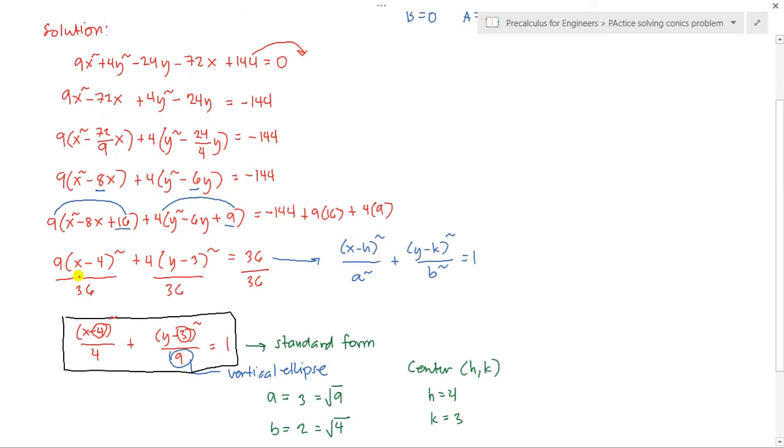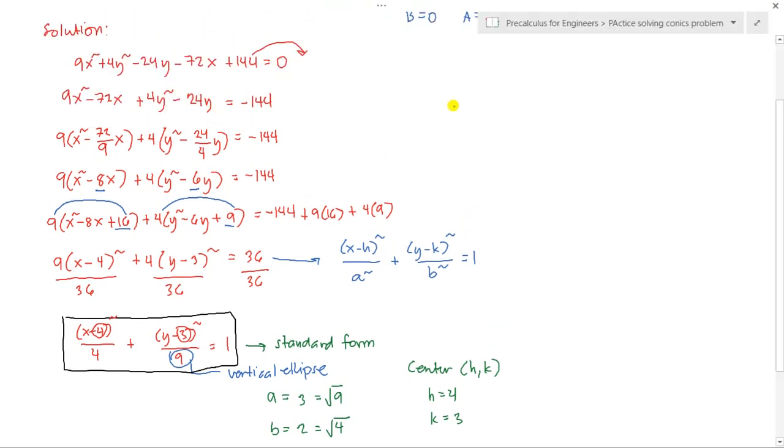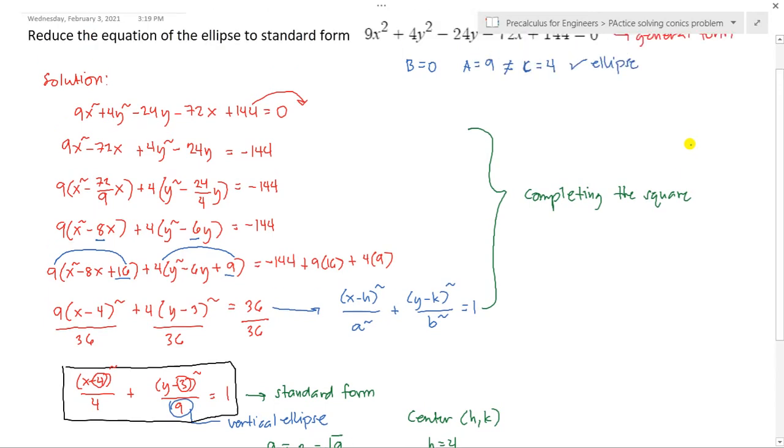Again, what we did here was completing the square and algebraic manipulation. Okay, completing the square. So remember the concept that we discussed earlier.